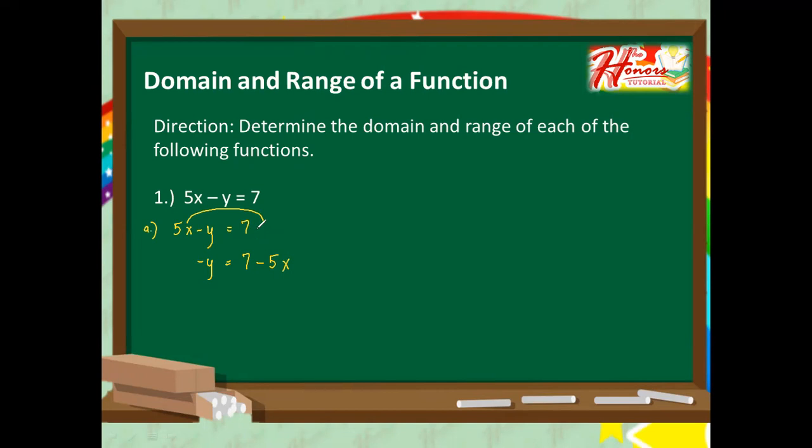And then, as you can see here, our y is a negative. So we don't want negative y. So therefore, we will multiply both sides by negative 1. So negative 1 at the left and negative 1 at the right side of the equation. So negative 1 times negative y, that is positive y, equals 7 times negative 1. So that is negative 7. Negative 5x times negative 1. So that is positive 5x. So we have here the value of y.